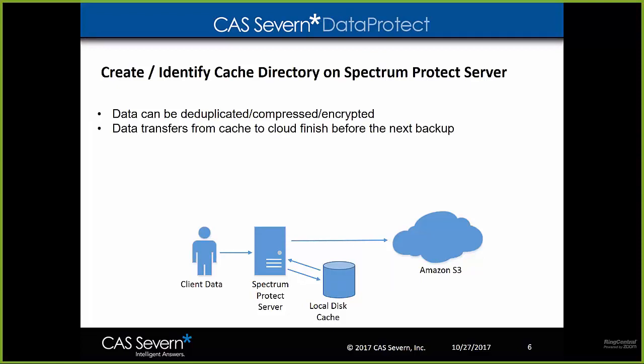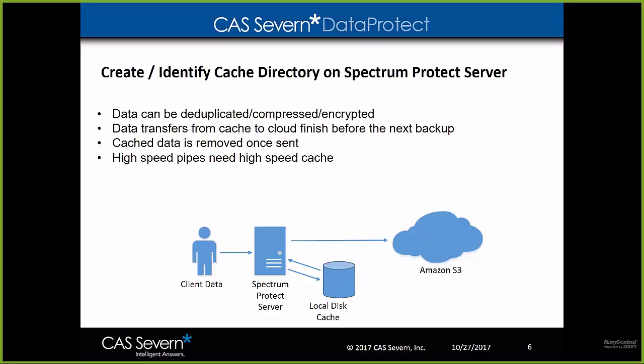So first, the data is going to come off the client and be stored on local cache. And then at the end of the backup cycle, that data is going to be sent up to the Cloud Container Pool on Amazon S3. And how you build the local cache is highly dependent on the speed of your network to Amazon.